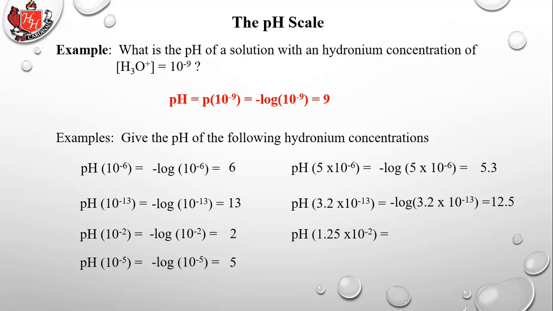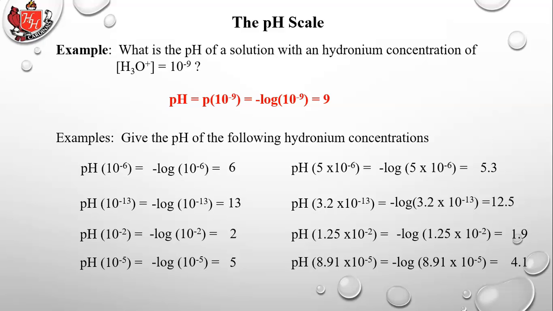Okay, do a couple more so you can kind of guess what the pHs will be. The pH of 1.25 times 10 to the minus 2. So you plug that in, and you get 1.9. And finally, let's do one more. pH of 8.9 times 10 to the minus 5. Plug that in, and you get 4.1 for the pH. Okay, so you compare those. The 2 to 1.9, it went down. That means it's a stronger acid. The 5 to the 4.1, it went down, so it's a stronger acid. All right, let's keep going.